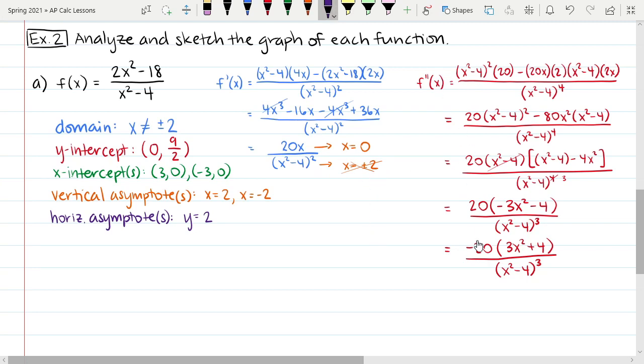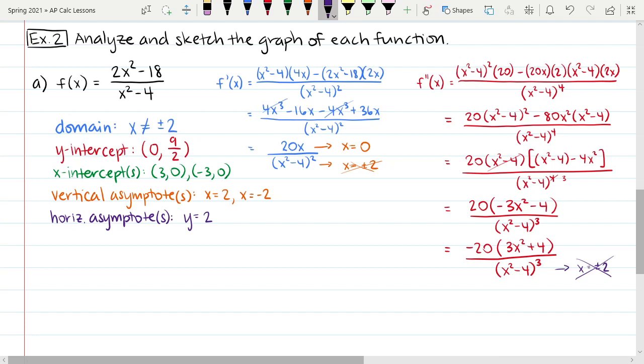Similarly, for the second derivative, the second derivative will never equal 0. That numerator will never become a 0. 3x squared plus 4, that's always going to be positive. So this will never equal 0 in the numerator. The denominator is only going to equal 0 at plus or minus 2. And again, we already know that that's going to be a domain restriction. So the only critical number that we got for this entire first or second derivative was x equals 0. But remember, we do also have those domain restrictions at plus or minus 2.